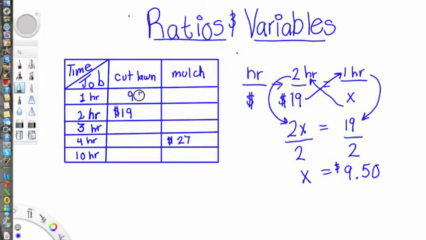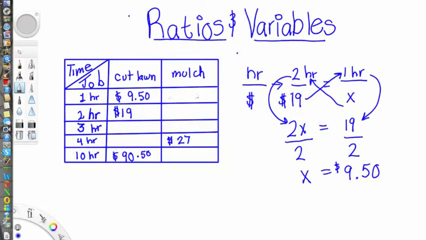This is going to be $9.50. Now, if we wanted to solve for the rest of these times here, we could just substitute. We could keep 2 hours over $19 is equal to 3 hours and x. And if we multiply this, we would find out what 3 hours of cutting the lawn would be. But since we already know our unit rate is 1 hour, we can just say, if 1 hour is $9.50, 3 hours would be 3 times that, and 4 hours would be 4 times that, and 10 hours would be 10 times that. So 10 hours would be $95.